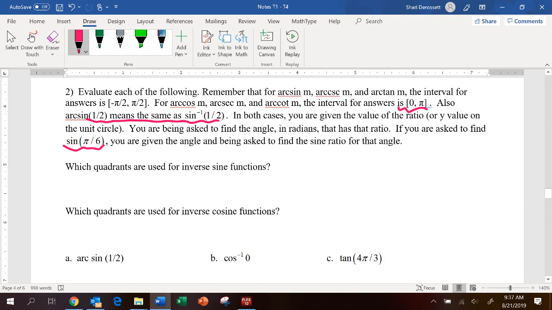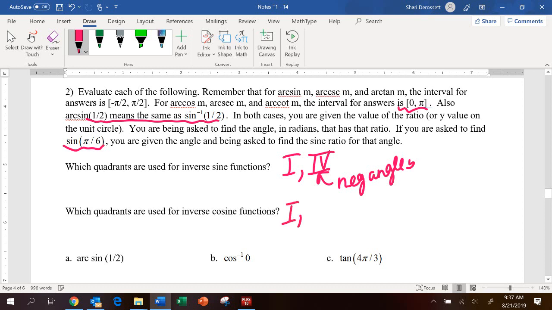So, up here it says that for inverse sine functions, we're using between negative pi over 2 and pi over 2. What quadrants would that be? 1 and 4, good. We can only use quadrants 1 and 4. And the names we have to use in quadrant 4 are going to be negative angles. In quadrant 1, we're using positive angles, because we're going up. Which quadrants are used for inverse cosine functions? If it's between 0 and pi.